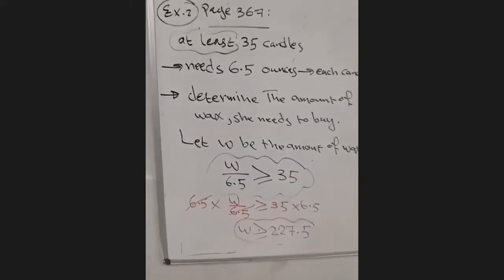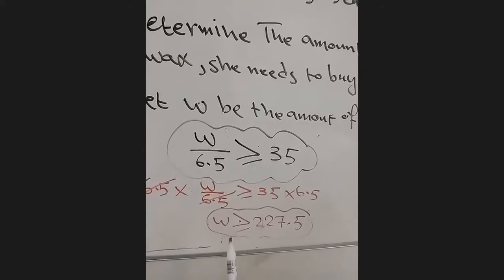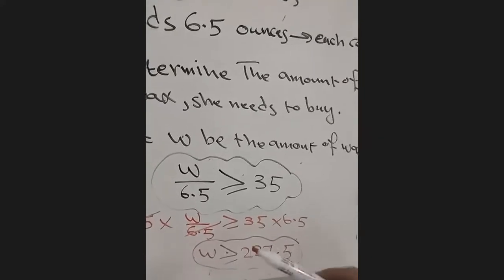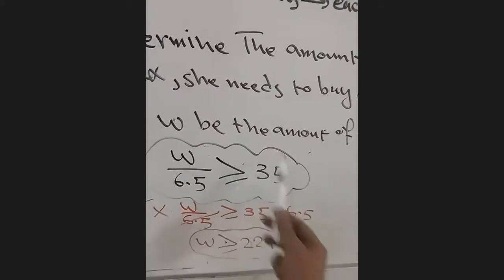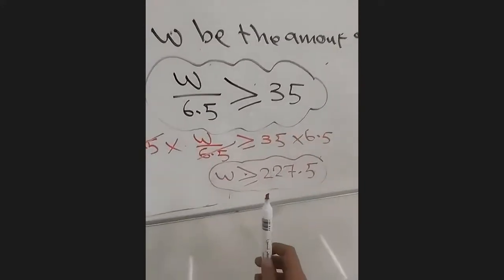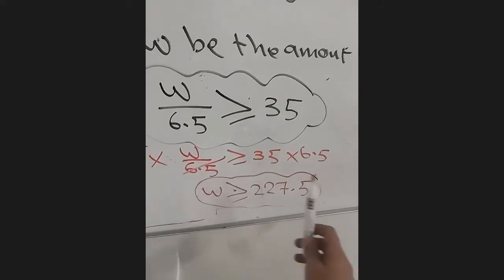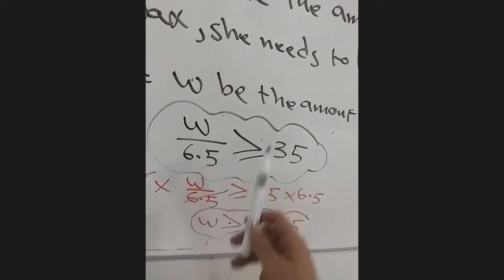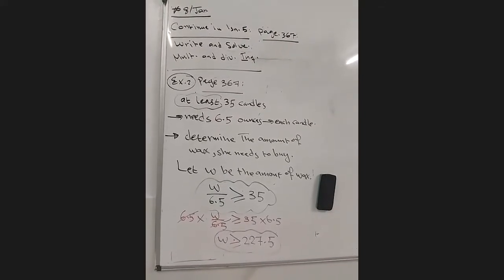So the amount of wax, let's now talk about the answer. Now the amount of wax, guys, should be more than or equal to 227.5 to make 35 or more candles. Miss Miller needs to buy 227.5 ounces of wax, such that she will make more than or equal to 35 candles. This is example 2. Do you understand it?